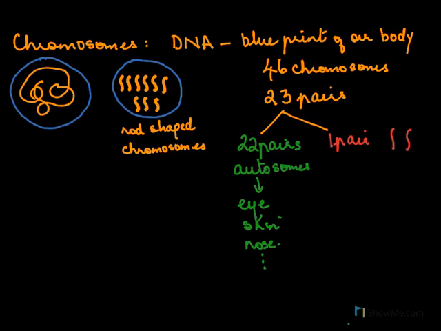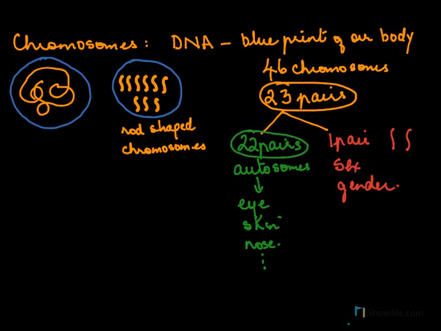chromosomes which are involved in determining the sex or the gender of the individual. So out of the 23 pairs of chromosomes, 23 plus 23, 46, 22 pairs are called the autosomes. They are not involved in determining the gender. They are only involved in determining other characteristics. And we have one pair here which is involved in determining the sex or the gender. So let us learn more in detail about the sex chromosomes.